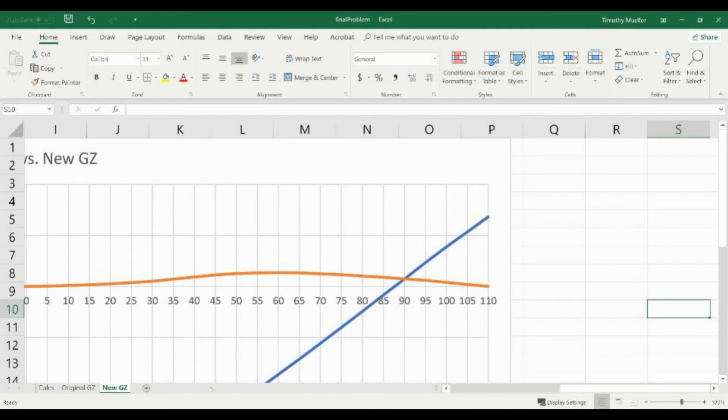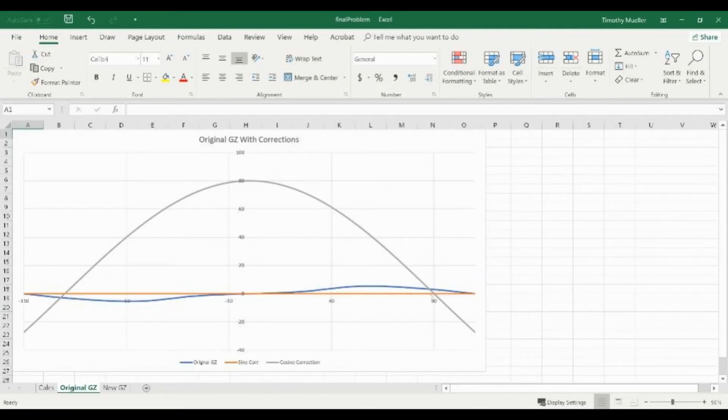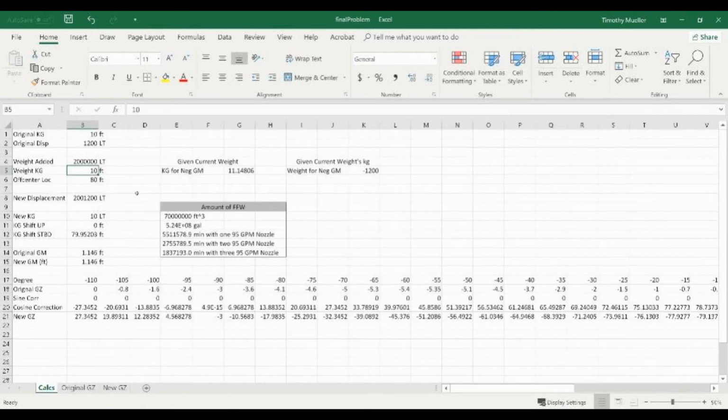And that's because this cosine correction has a 0. Go back to here. It always has a 0 at 90. And then because it's negative past 90, since we subtract negative numbers from our original righting arm, we're adding to our original righting arm. Just a neat little observation. When you have an extreme example like this, you're not going to be able to capsize that boat.